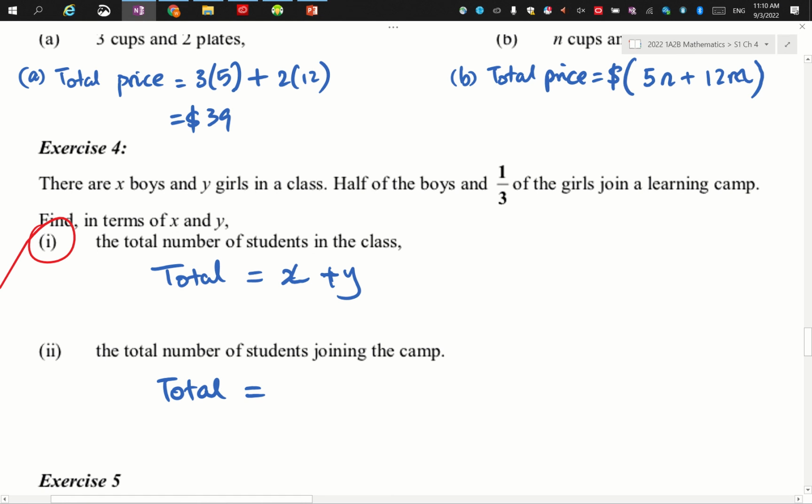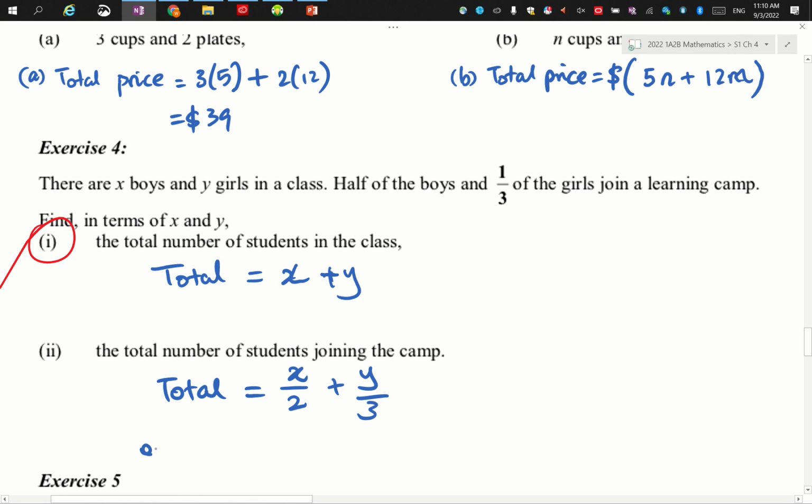So did all the boys join? No. How many boys join? Half. Half of what? Half of x. How do I write down half of x? x over 2? Is this the only way of writing half x? This is okay. Later I'll show you another one. So you can write y over 3 as well. So this is the total.